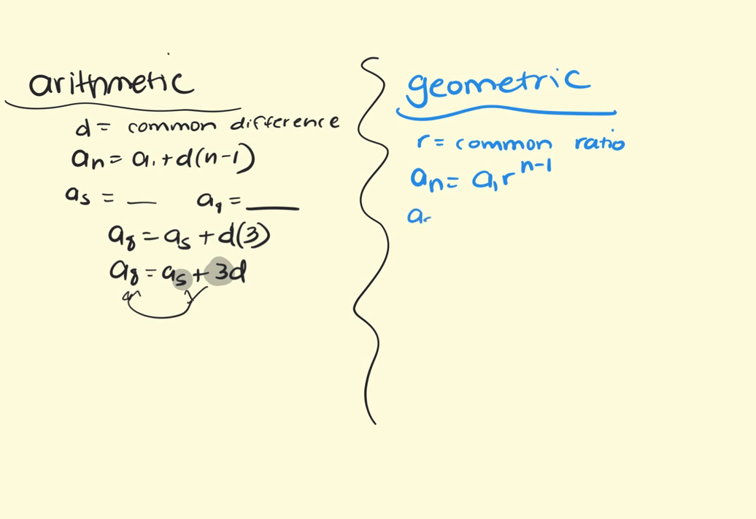So let's say I'm given a_5 and a_8 again. Which one goes on the left? The bigger one, so a_8 is going to go on the left. It's going to equal the smaller one, so a_5 times r to what power? 3, not 4 minus 1, because we don't know what term it is, right? It's 3. This time, this times this equals that.